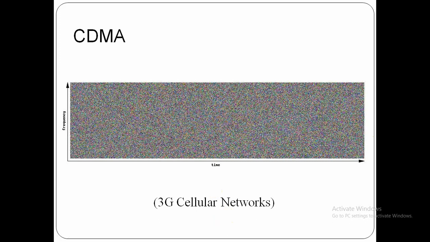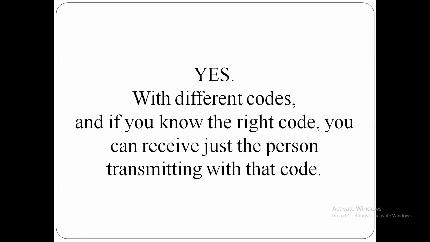FDMA, TDMA and CDMA are a hierarchy of 1G, 2G and 3G. It shows how to develop the techniques. Here there are different codes, and if you know the right code, then you can receive the person transmitting with that code, meaning using one code related to each user.